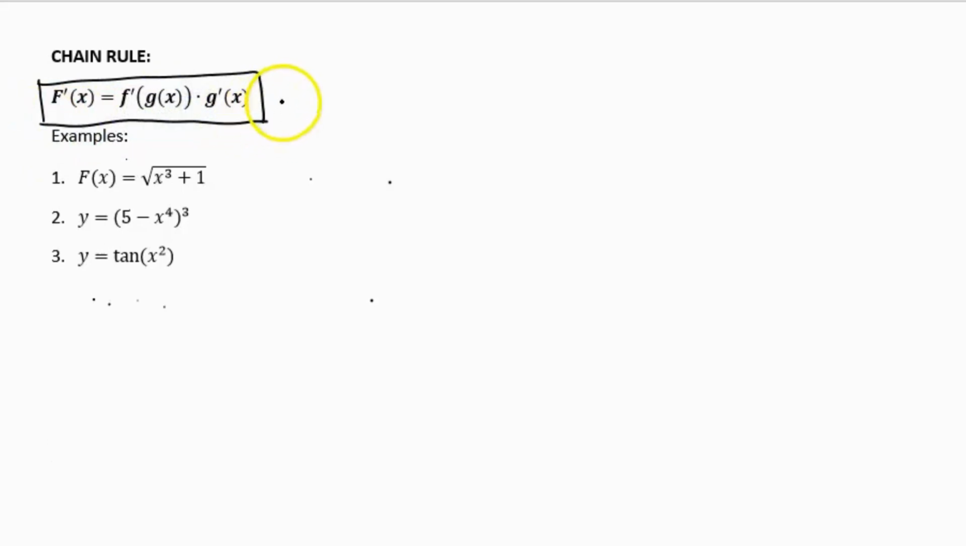Now, we should remember that this formula can be used when a function is considered as a composite function. Recall that a composite function can be written as f of g of x. Okay, now for number one, here is our example.